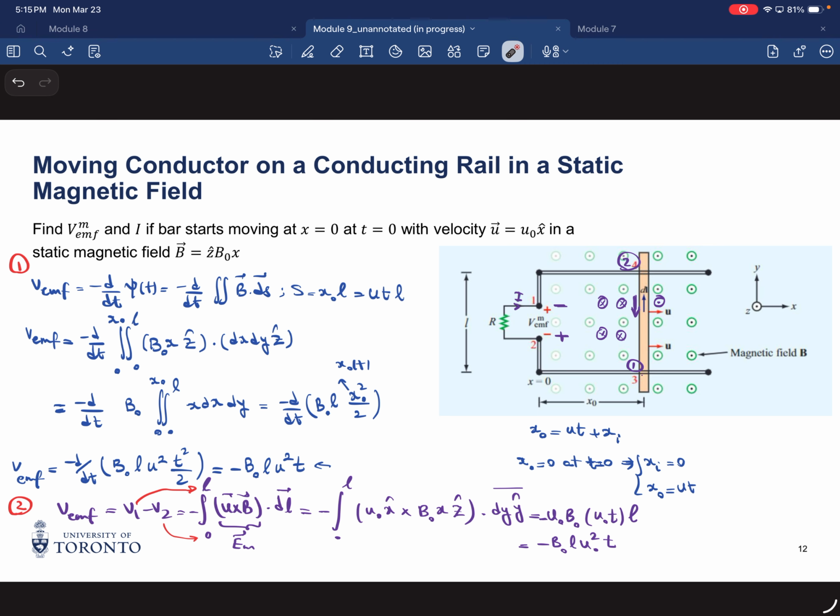And you can compare the two solutions. The second method is much easier than the first method, which shows us the motivation behind that EM, the electric field that is caused by the motion. It's kind of like an auxiliary way to find Vm more easily. Any question from this example?